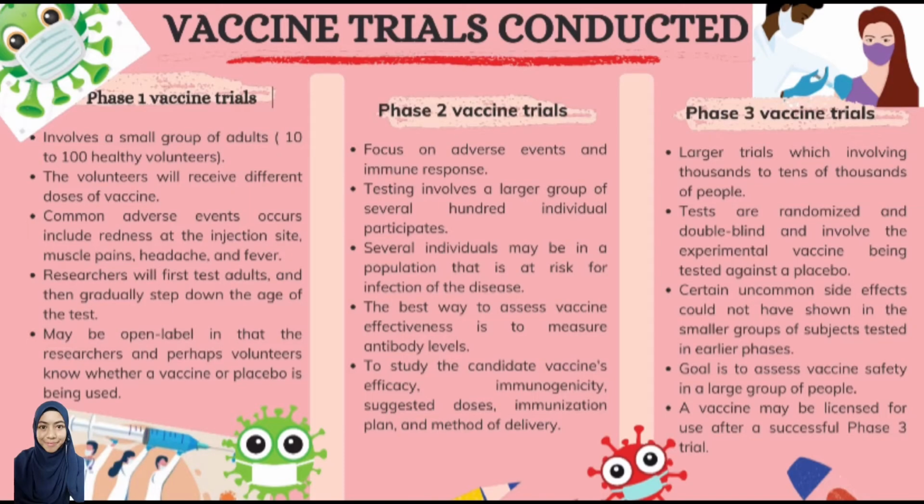Vaccine trials conducted. Clinical trials can be divided into three phases: Phase 1 vaccine trials, Phase 2 vaccine trials, and Phase 3 vaccine trials. Throughout all phases of clinical trials, the safety of a vaccine is the main priority. Early phase trials examine whether the vaccine induces the development of antiviral antibodies, while late phase trials evaluate whether the vaccine can prevent people from getting sick.